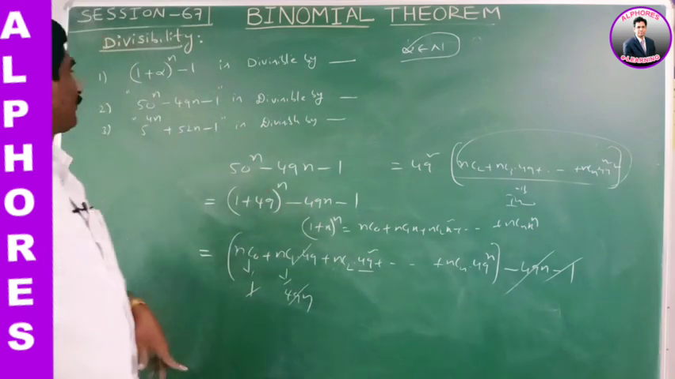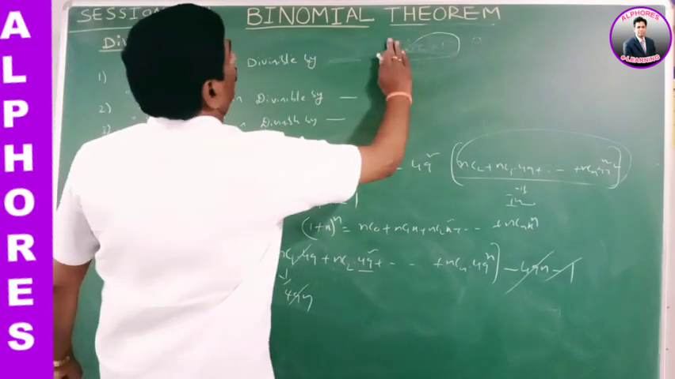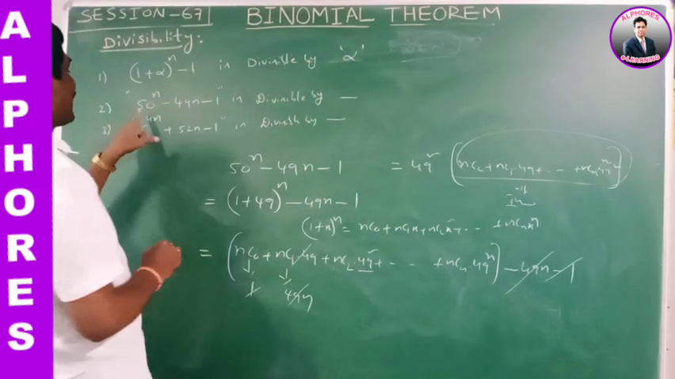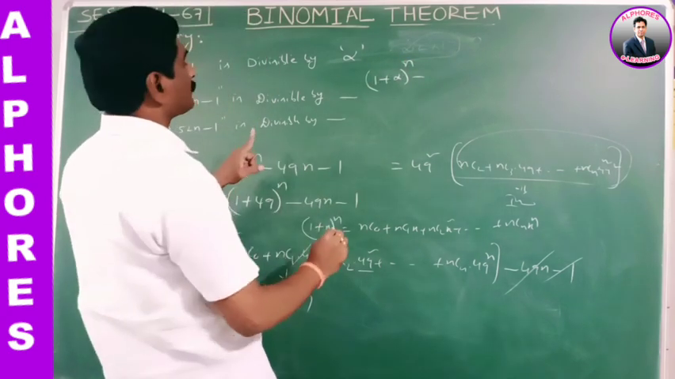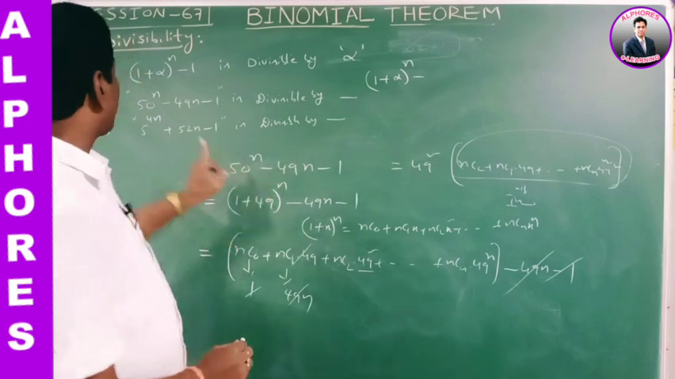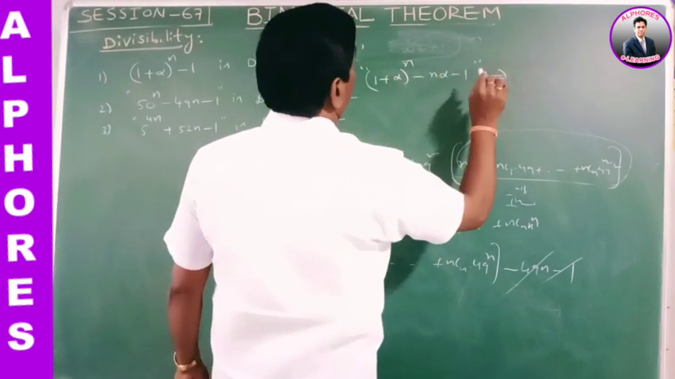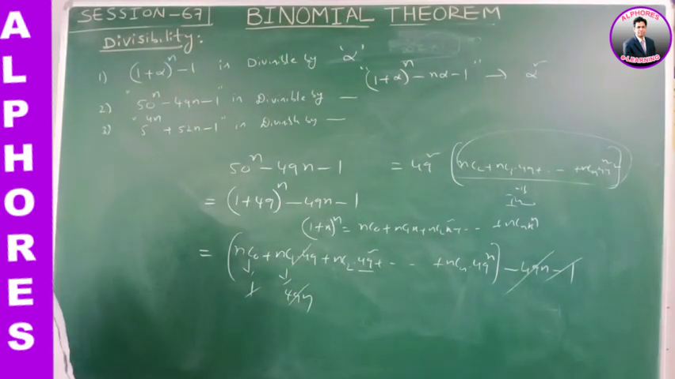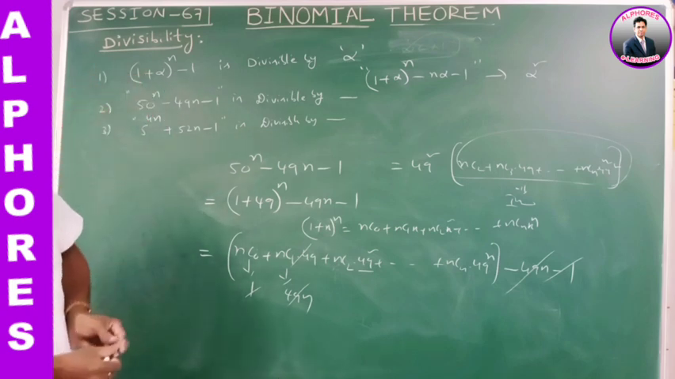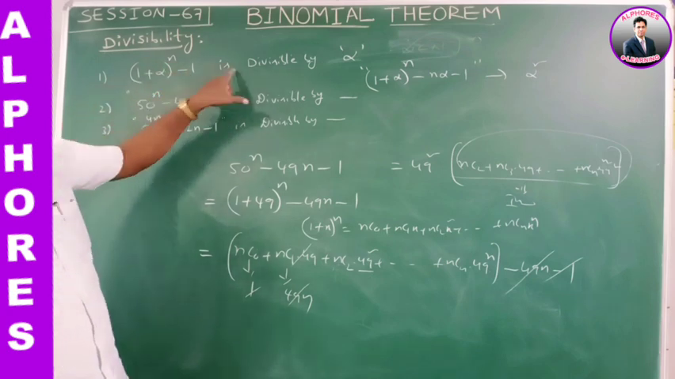Please observe: (1 + alpha)^n - 1 is always divisible by which value? Alpha. In this case, suppose the number is in this way: (1 + alpha)^n - n alpha - 1, where alpha is 49. It is always divisible by what value? Alpha squared. Please note this value. Note point: let alpha be any integer. Then (1 + alpha)^n - 1 is always divisible by alpha.